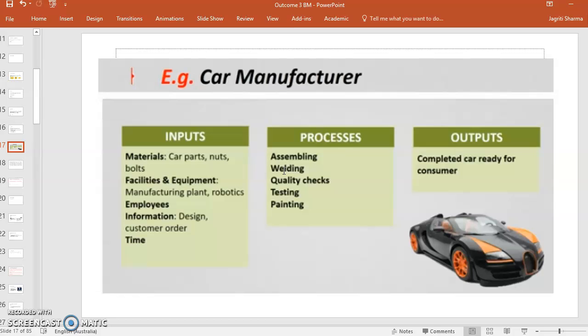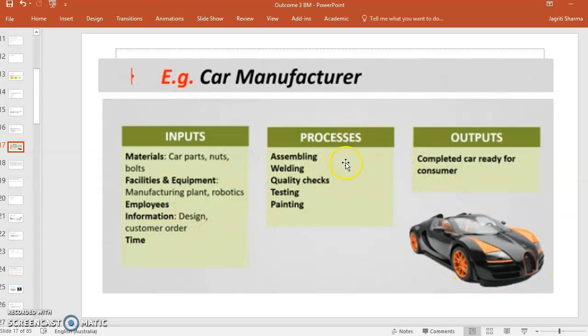For example, a car manufacturer. So what are the inputs, processes and outputs for this manufacturer? The input is car parts, nuts and bolts. Now the equipment is the manufacturing plant and robotics. Employees are also an input. Information, design, customer order and time. How much time is it going to take you to make that car?